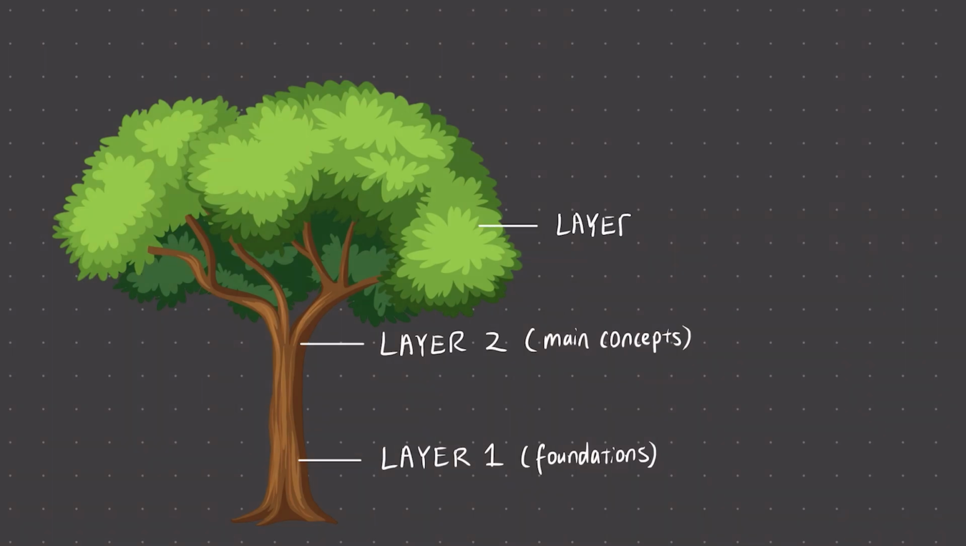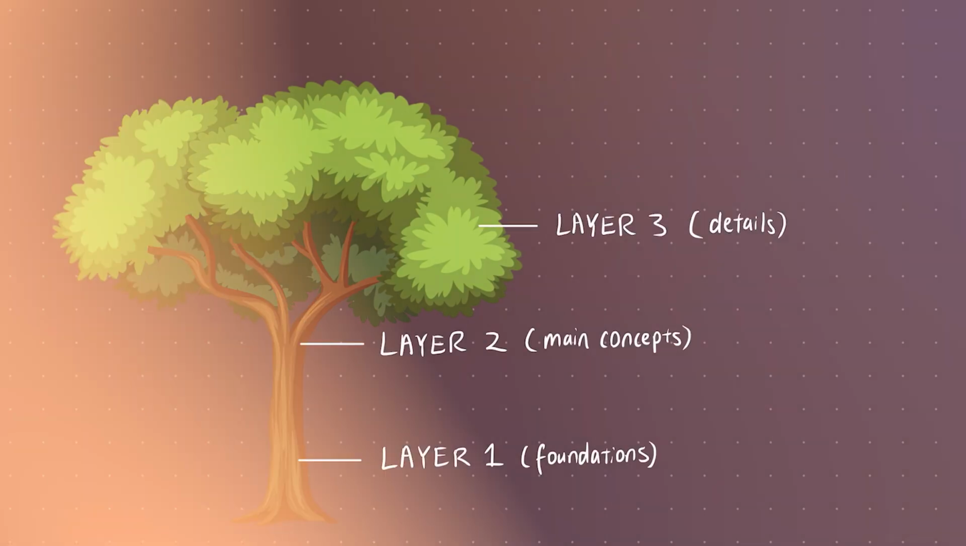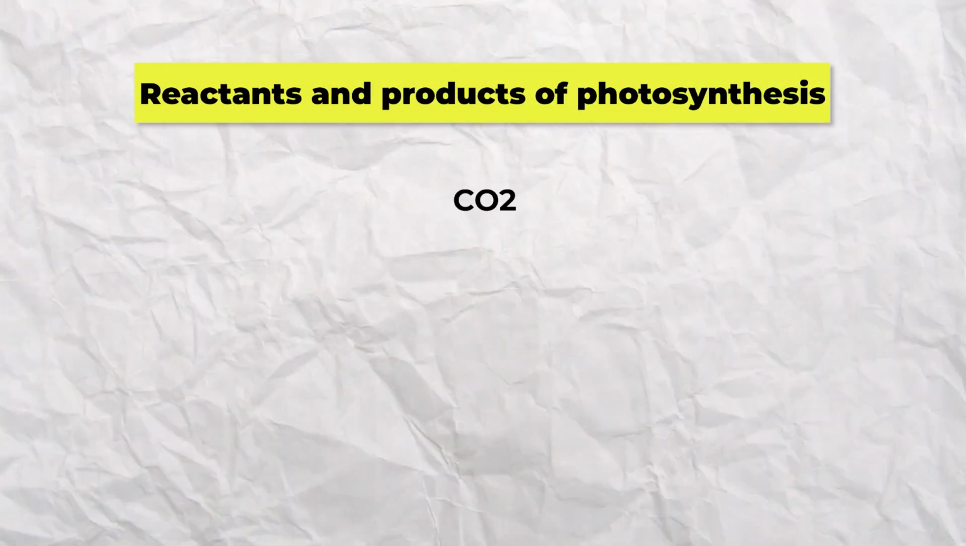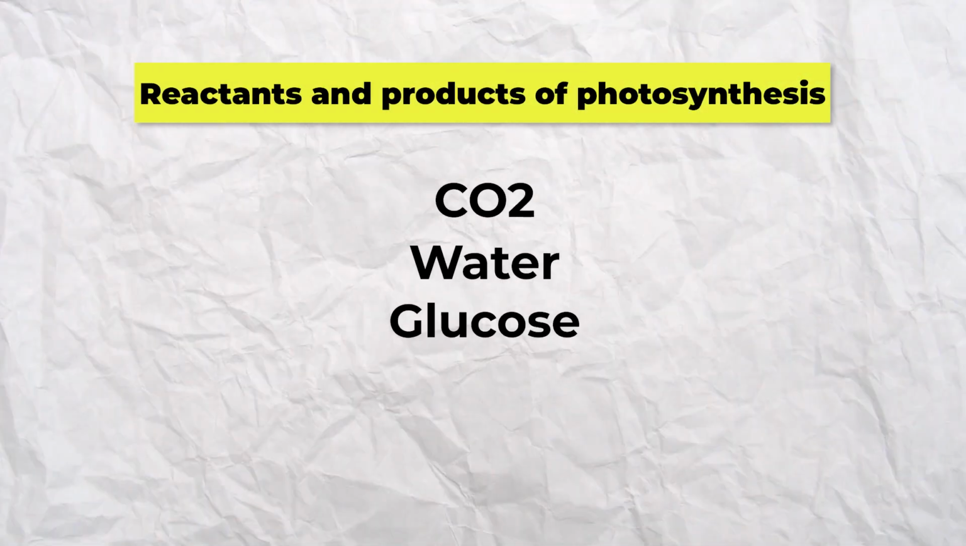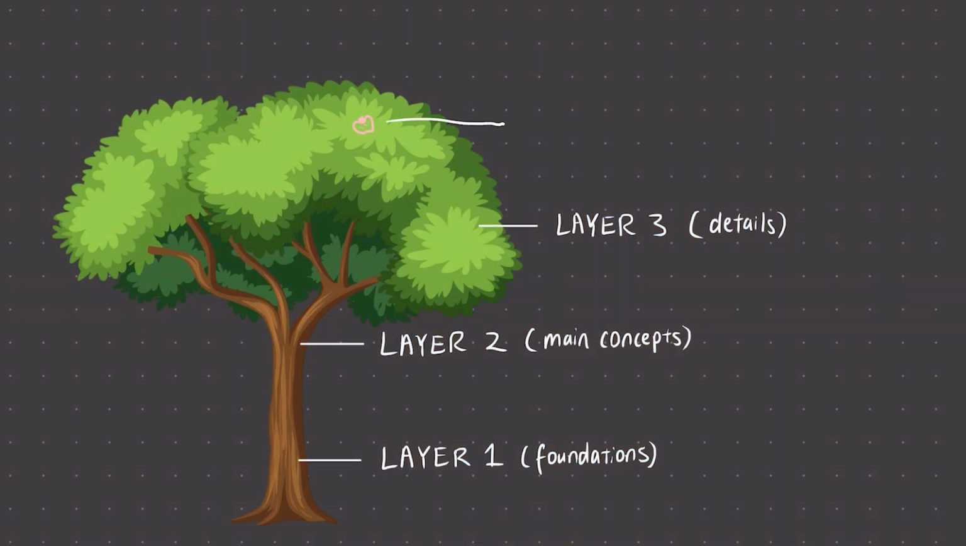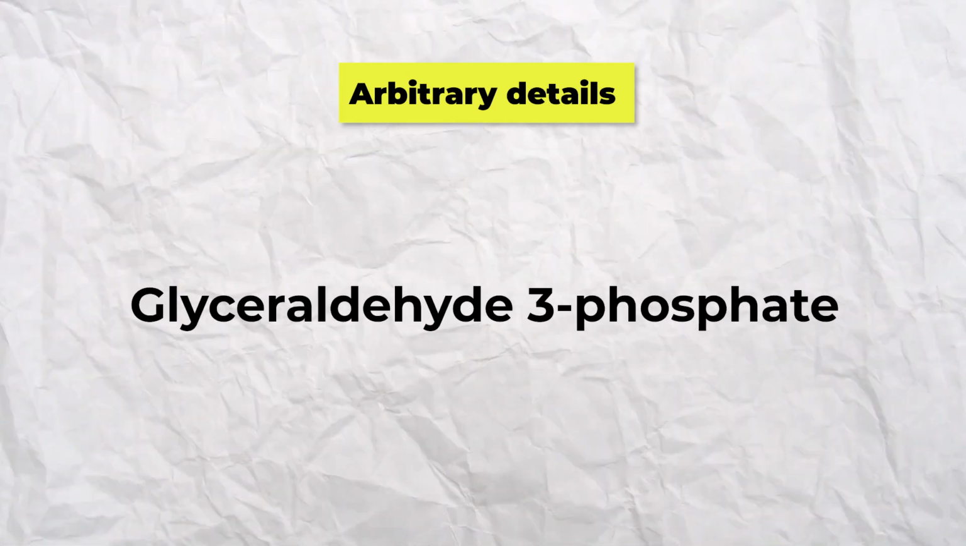Layer 3 is like the leaves, and this now represents the details. So examples of this could be the reactants, the products of photosynthesis. You're looking at your carbon dioxide, water, glucose, oxygen molecules, rubisco, maybe things like that. And layer 4 is like the random fruits on the tree. And so these are now looking at some of those more arbitrary or smaller details. For example, it could be the name of a specific molecule, like glyceraldehyde 3-phosphate.